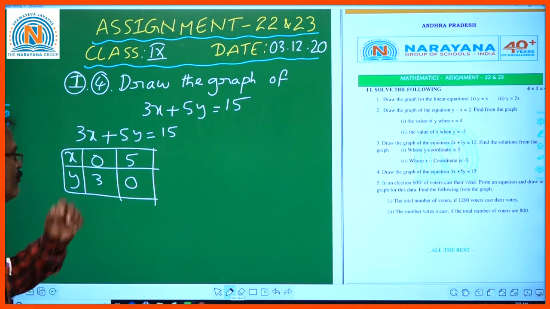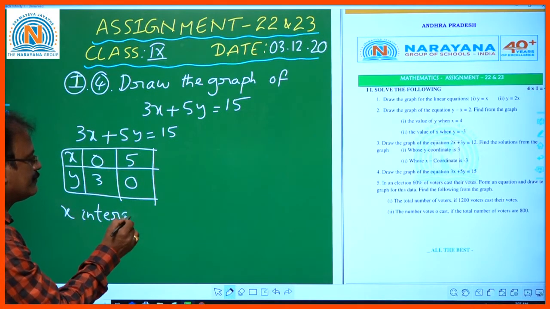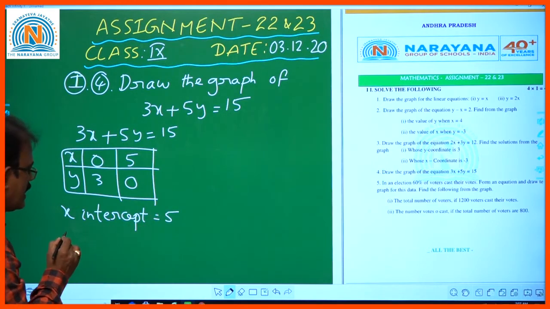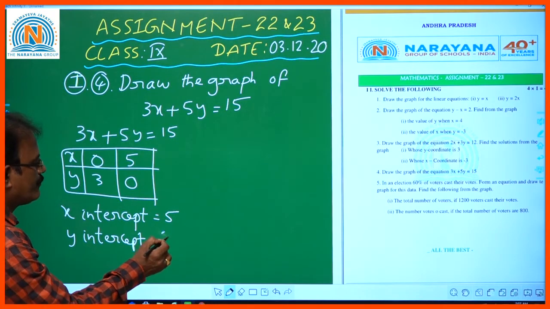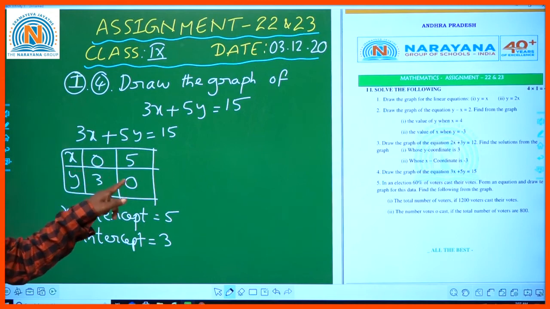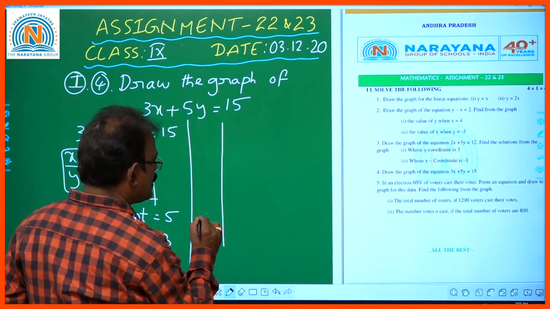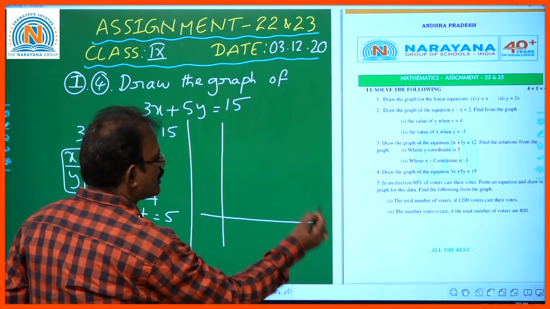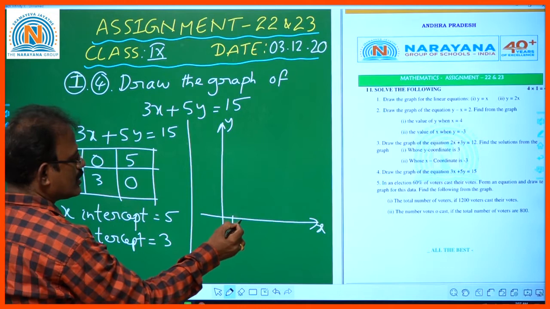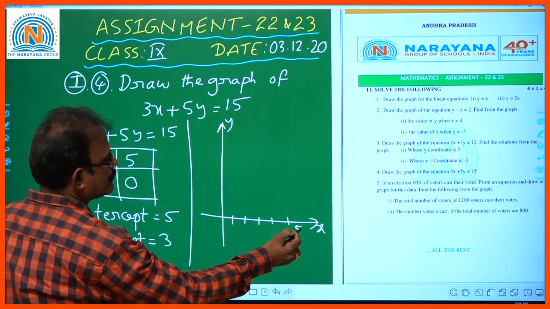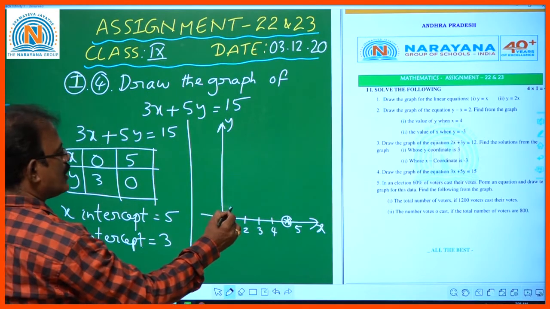Actually in this, children, the x value is called the x intercept and the y value is called the y intercept. It is only when you are taking x as 0 once and y as 0 once. Then what happened? Straight away you can mark the values on the coordinate axes and draw the straight line. So x intercept 5, 1 2 3 4 5, and y intercept 3, 1 2 3.